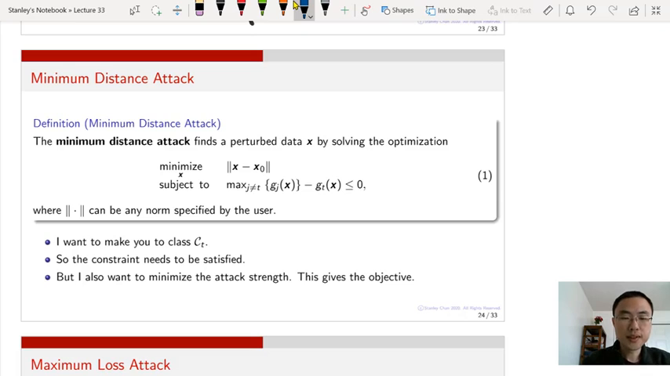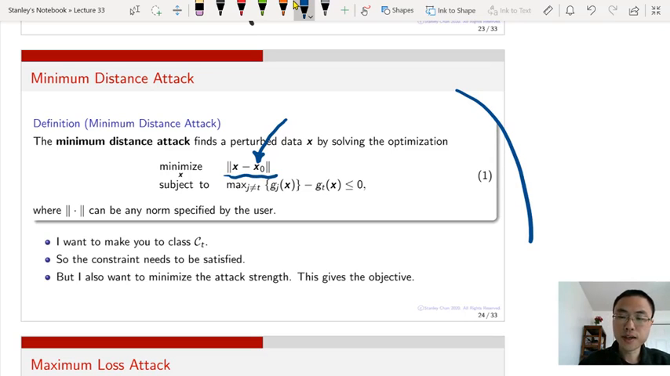So what is the minimum distance attack? Well, as I have described, you want to minimize the perturbation distance. Now, what is perturbation distance? The perturbation distance is defined as the traveling that you need to take from x0, your input data point, to your final destination, which ideally would be the attack data point, landing on a different class. And so you're measuring the distance between x and x0.